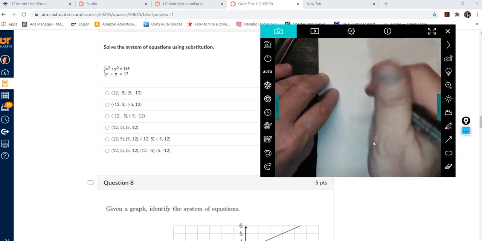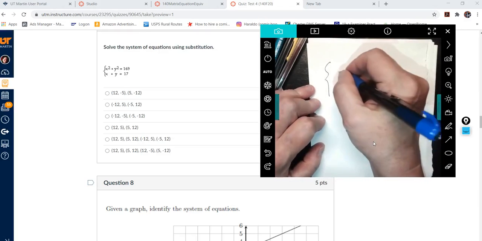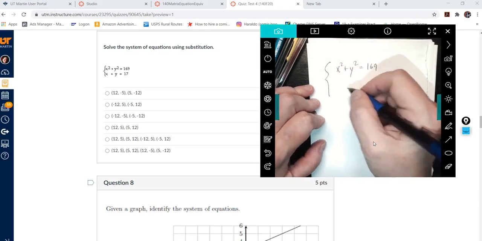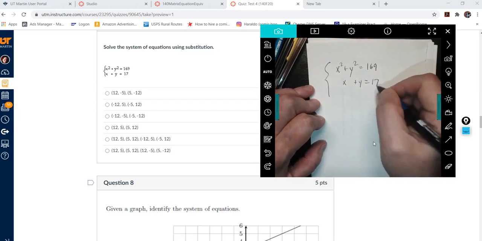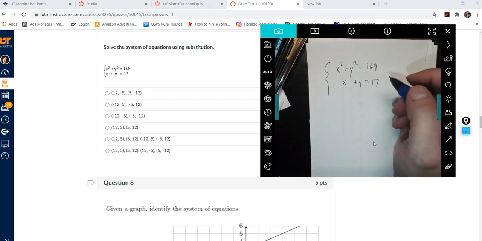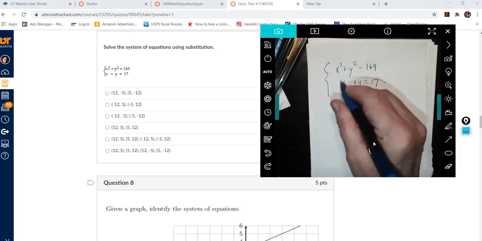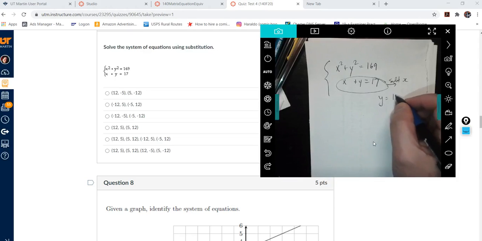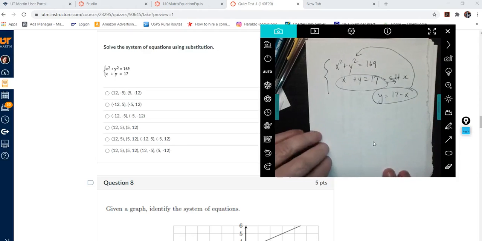So I've got x squared plus y squared equals 169. And then I have x plus y equals 17. So I can't stack these because they don't have the same power. Okay. I might subtract x from both sides of this, and I get y equals 17 minus x. And then I'm going to substitute that into this equation.